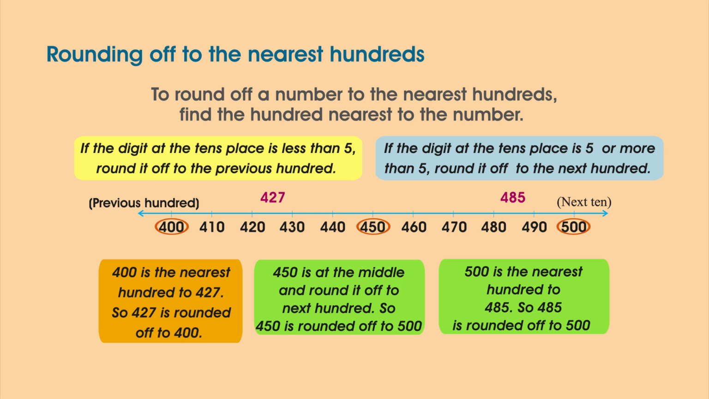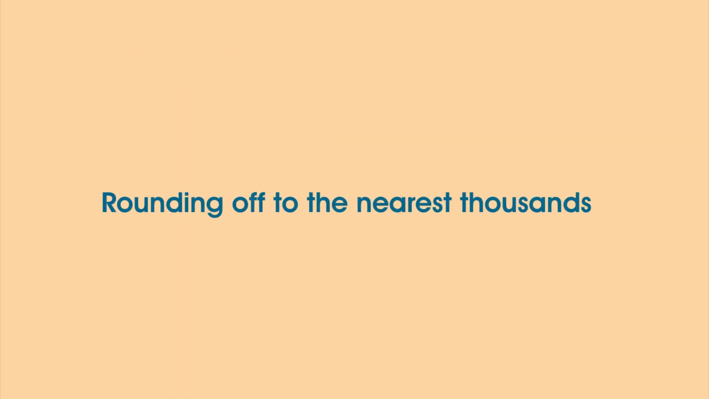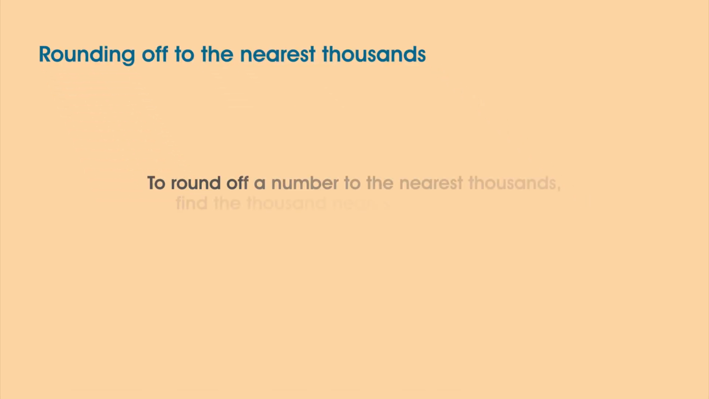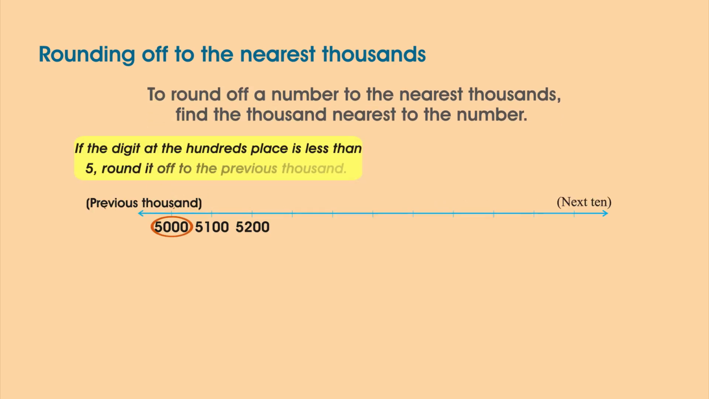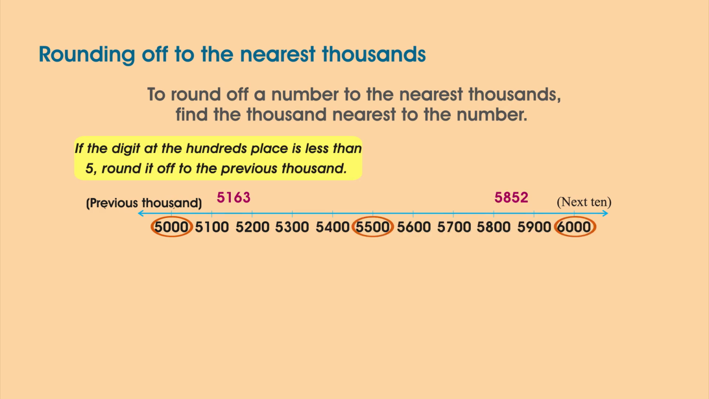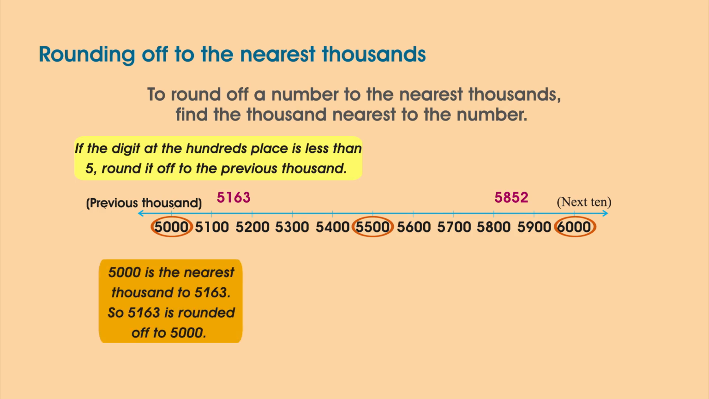Rounding off to the nearest 1000. Rounding off to the nearest thousands. To round off a number to the nearest thousands, find the 1000 nearest to the number. If the digit at the hundreds place is less than 5, round it off to the previous 1000. 5000 is the nearest 1000 to 5163. So 5163 is rounded off to 5000.